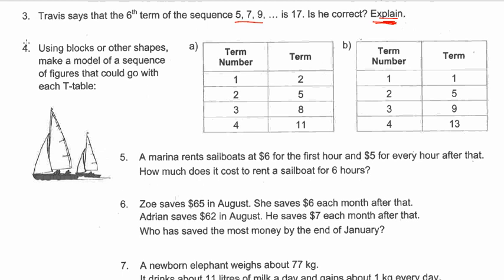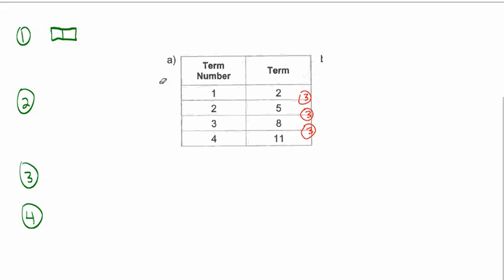Number 4, using blocks or other shapes, make a model or sequence of figures that could go with each t-table. So a term number, 1, 2, 3, 4, that's the shape number or a figure number. And then the term 2, 5, 8, 11, this would be counting the number of shapes that make that figure. So I'd look at this and I'd say, well, there's a gap of 3 each time, so that means I need to be adding 3 shapes each time. So let's try this one quickly. So for figure 1, I might start with something where I draw 2 blocks. So that represents this one here, and the term is 2 because there's 2 squares.